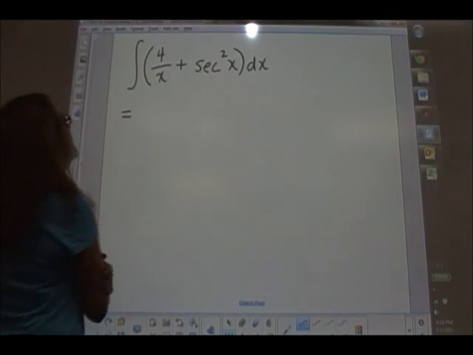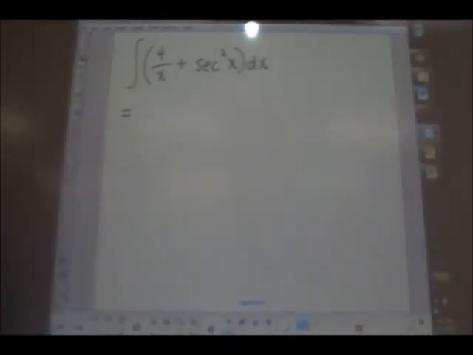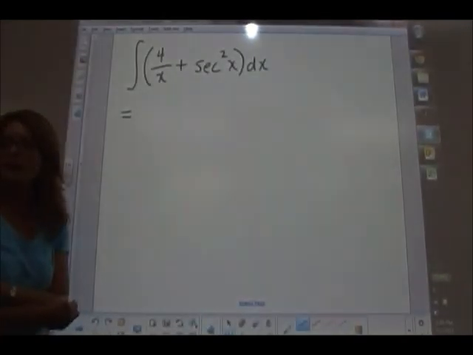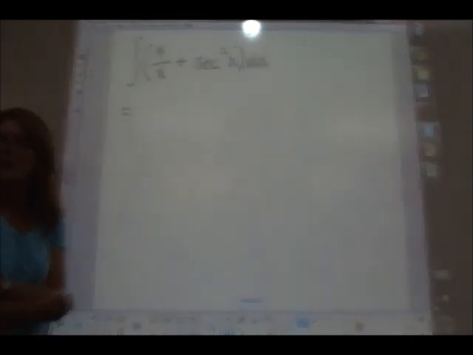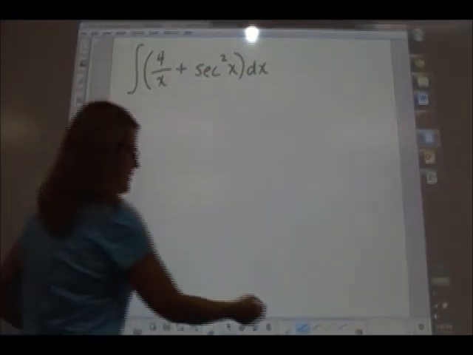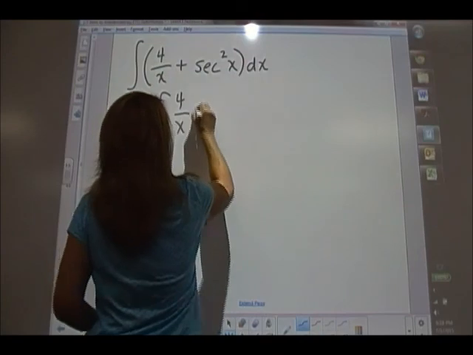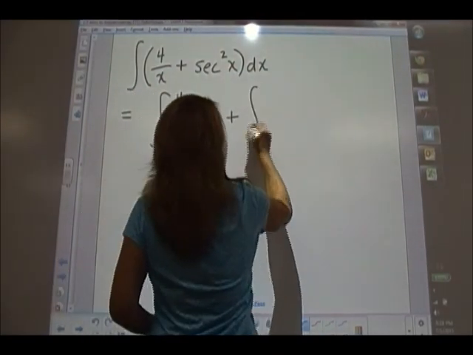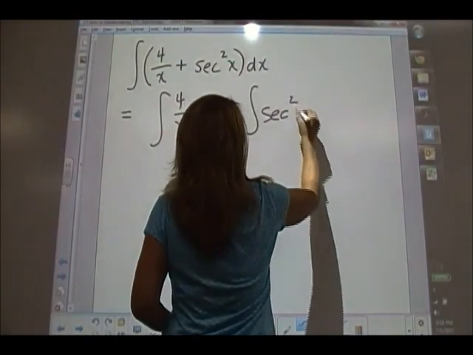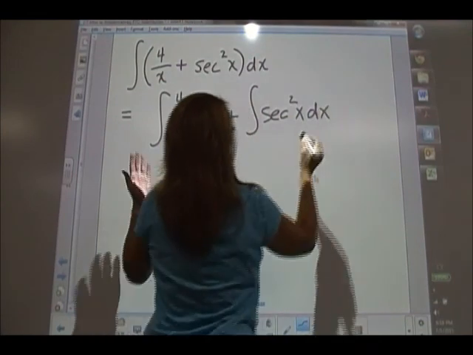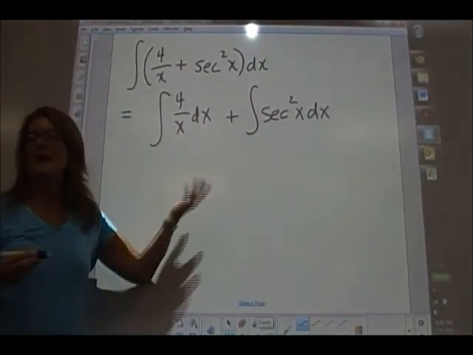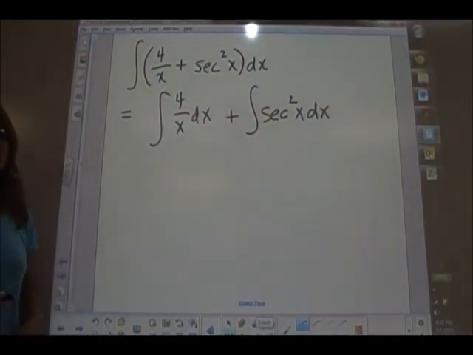Okay? Maybe? We need to break it using rule number 3 for separated. Rule 3, separated into the 4 over x plus the secant squared. So we're going to separate it into the integral of 4 over x dx plus the integral of secant squared dx. You're going to probably learn to skip that step, but I'm afraid to skip it right now.